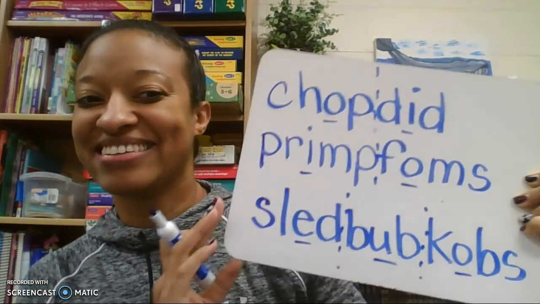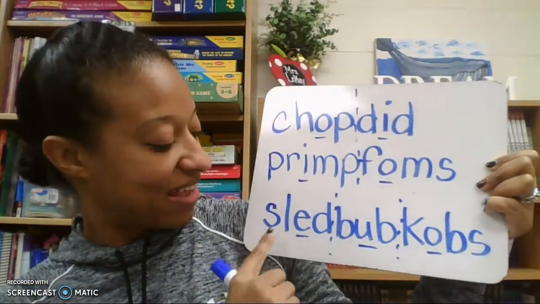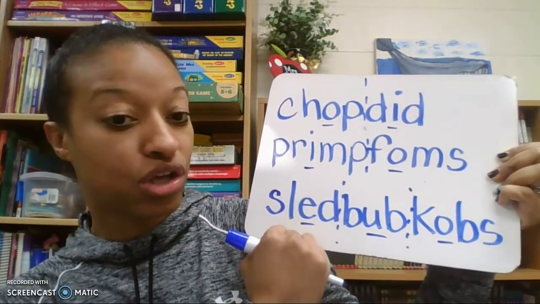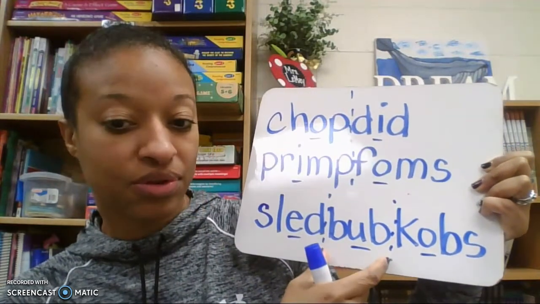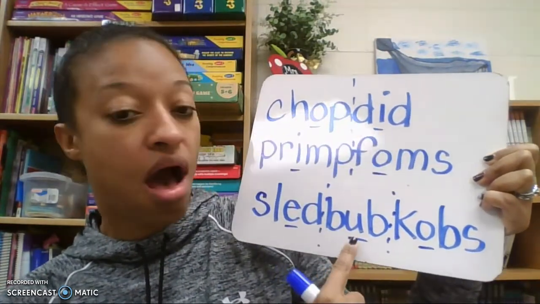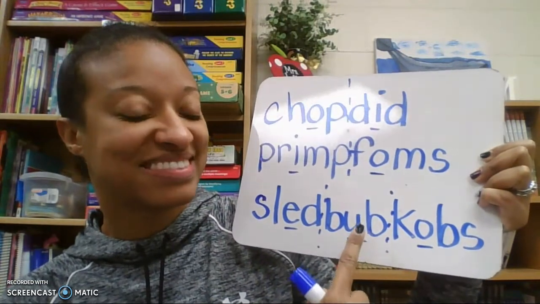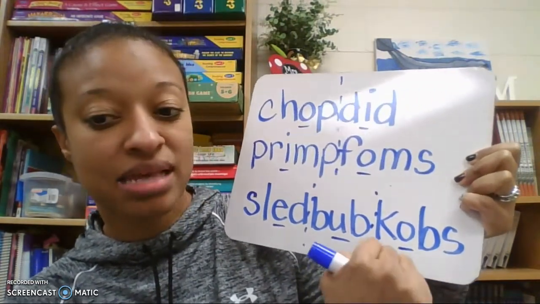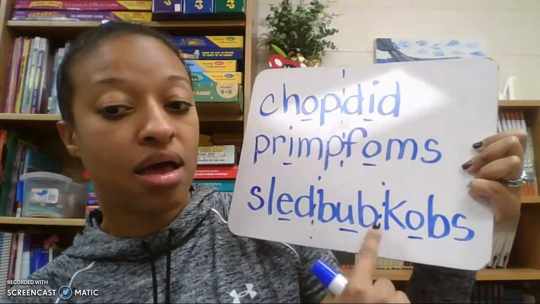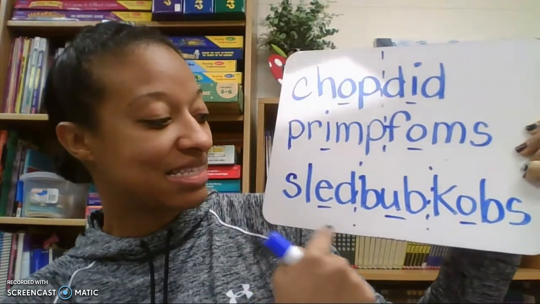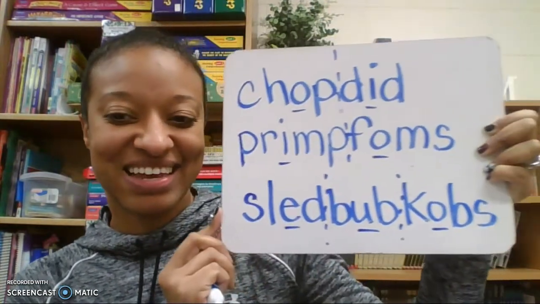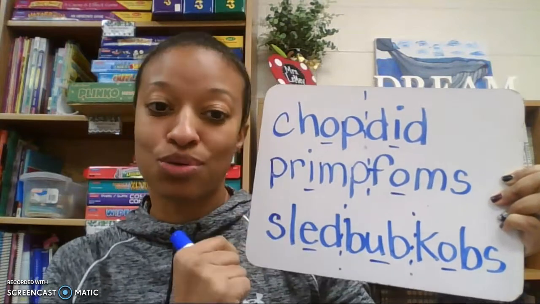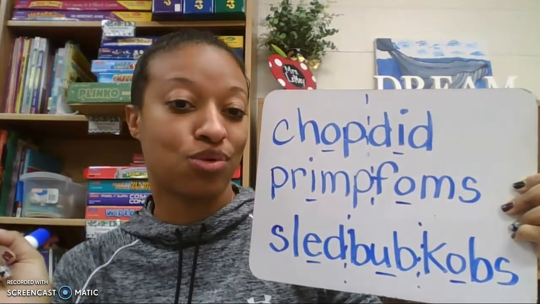Okay, did you beat me? Should look something like this. Okay, let's look at our first syllable. It is closed. Sled. Let's look at our second syllable. It is closed. Bub. Look at our third syllable. It is closed. Cobs. Whole word. Sled, bub, cobs. Okay, I would like you to read these 3 words to somebody sitting next to you. They're going to read the 3 words to you. Pause the video, go.